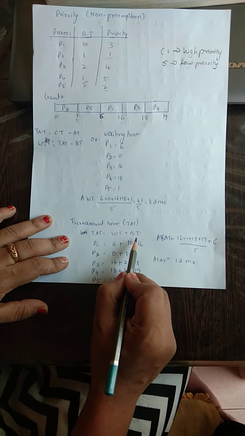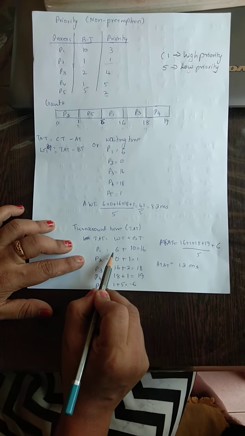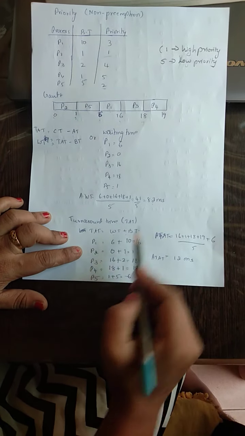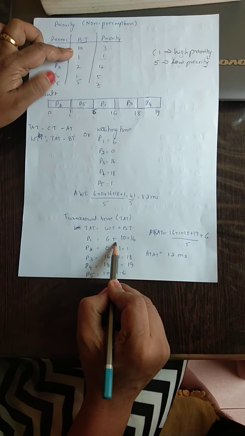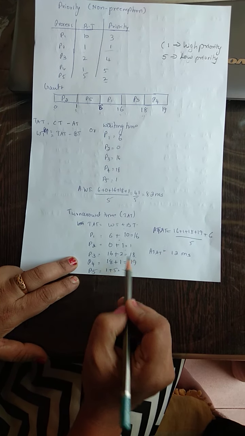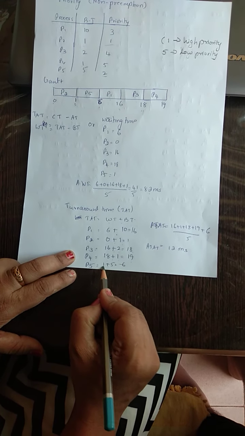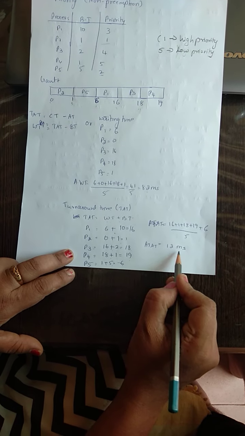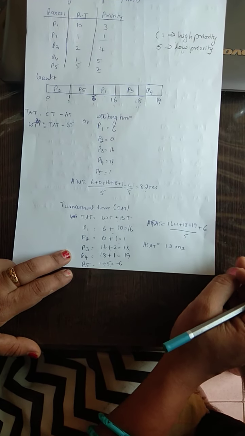Waiting time plus the burst time. So what is the waiting time? 6 plus your burst time is 10, 16. So 0 plus 1, 1, 16 plus 2, 18, 18 plus 1, 19, 1 plus 5, 6, and your average turnaround time is 12 millisecond.